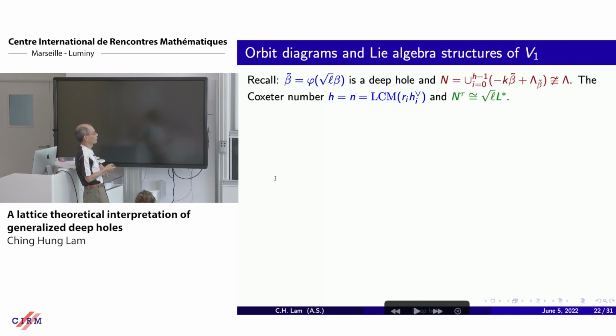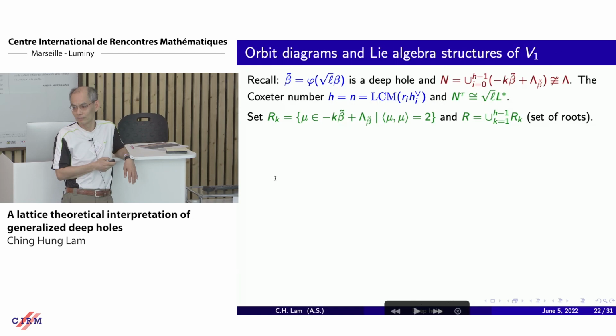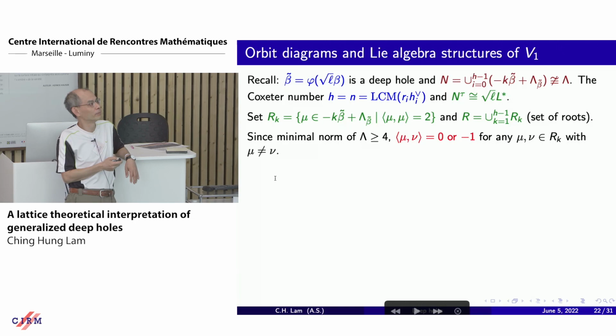And then you can consider the root system of this Leech lattice. Because it's a union of this, I can split into several cases. So R_k is basically the roots inside this subset here, okay? One of the things is that the minimum norm of the Leech lattice is bigger than or equal to 4. So if I have two roots, the inner product will be 0 or minus 1, because it cannot be positive, okay?